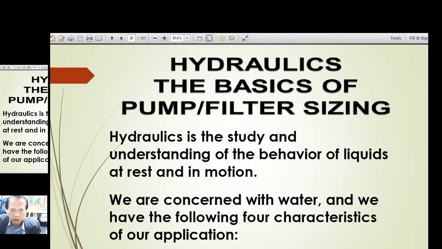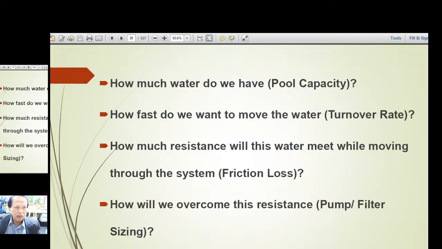Okay. Number 5, design of pool plumbing filtration system. Hydraulics, the basics of pump filter sizing. Hydraulics is the study and understanding of the behavior of liquids at rest and in motion. We are concerned with water, and we have the following 4 characteristics of our application. Number 1, or letter A, how much water do we have? So we must know the pool capacity.